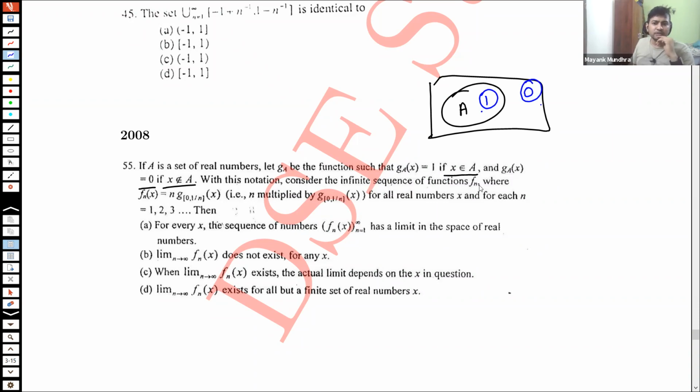Consider the infinite sequence of functions f_n, where f_n of x is equal to n times g of the set 0 to 1 by n of x. On the real number line, this is 0, and this is, let's say, 1 by n. So for this function, the set A that I'm going to consider is 0 to 1 by n. The function will look like this.